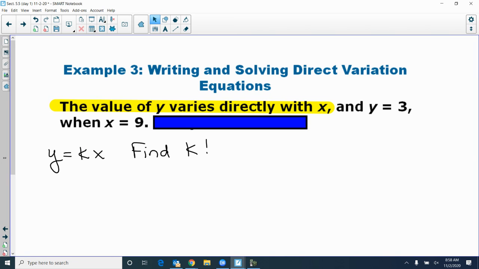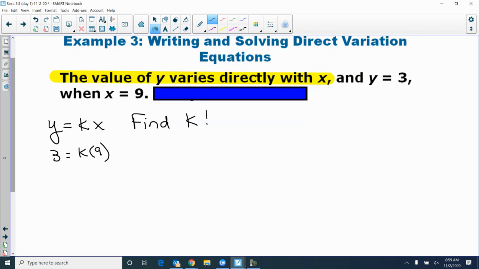All right, so the value of y varies directly with x. So that means y equals kx comes into play. And y equals 3 when x equals 9. So what I can do is find k by plugging in those values. So y is 3, x is 9. So k times 9. I want to solve for k, so what do I need to divide by? Divide by the 9. Am I right, Colin?